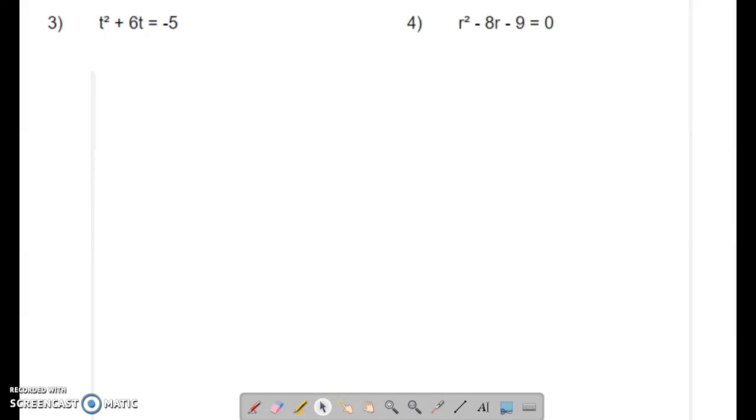Example 3 is set up perfectly. We have a leading coefficient of 1. All variables are on one side of the equal sign and the constant is on the other. So the first thing I'm going to do is rewrite this: t squared plus 6t, and then leave some room, equals negative 5.